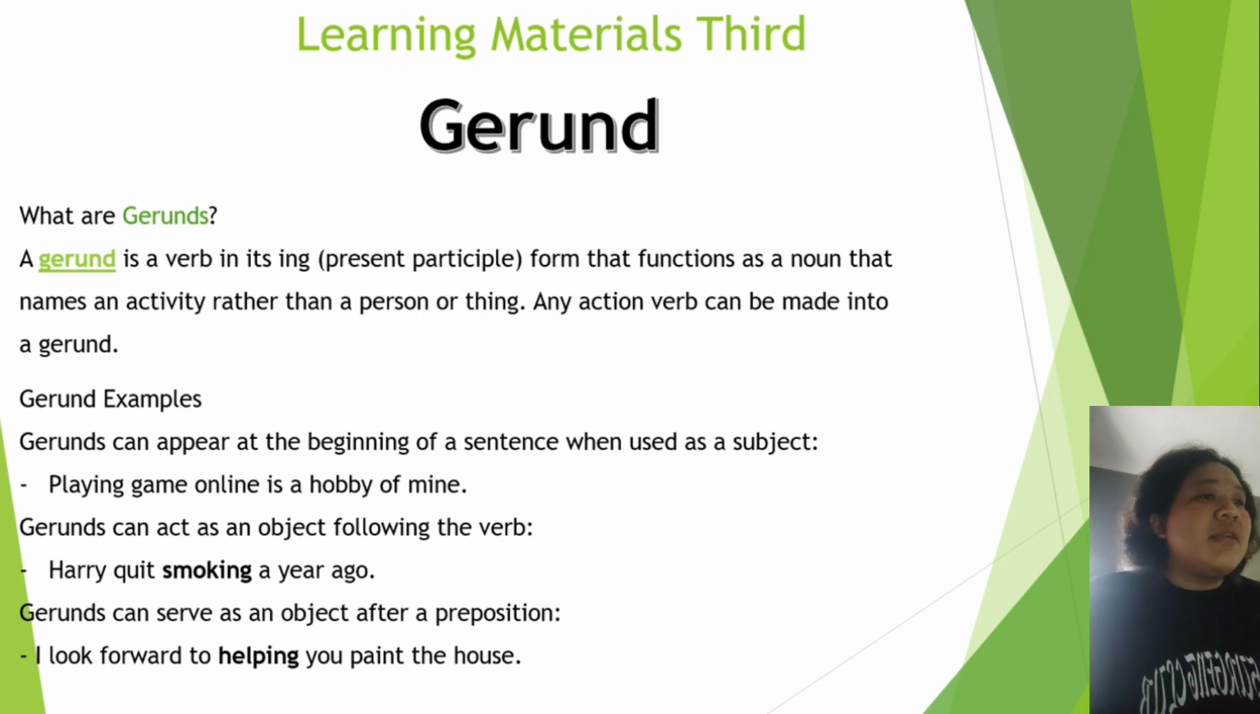Okay, next, third learning material. It's about gerund. What are gerunds? A gerund is a verb in its ing present participle form that functions as a noun that names an activity rather than a person or thing. Any action verb can be made into a gerund. Gerund example: a gerund can appear at the beginning of a sentence when used as a subject.